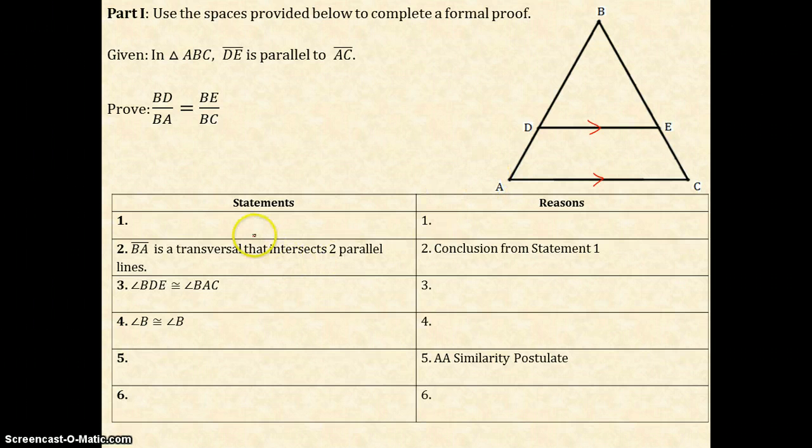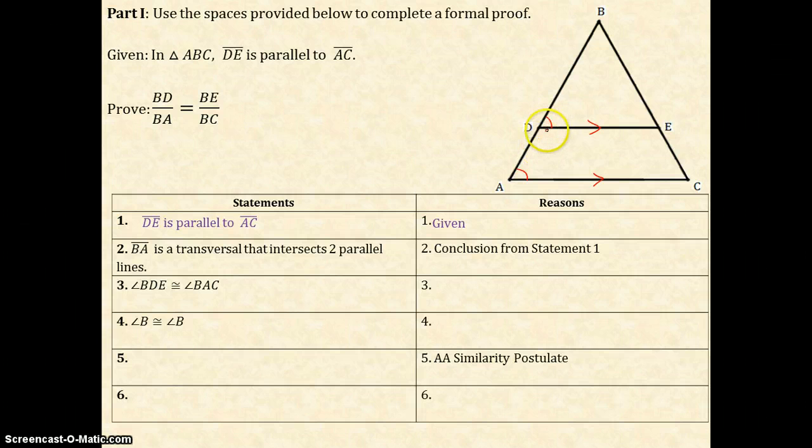Okie dokie. Well, in row 1, it's always a given statement. So, given. What are we given? We're given that DE is parallel to AC. So boom. 2. BA is a transversal that intersects two parallel lines. Okay, that makes sense. BA is a transversal that cuts two parallel lines. So now we're going to use that to say that angle BDE is congruent to angle BAC.